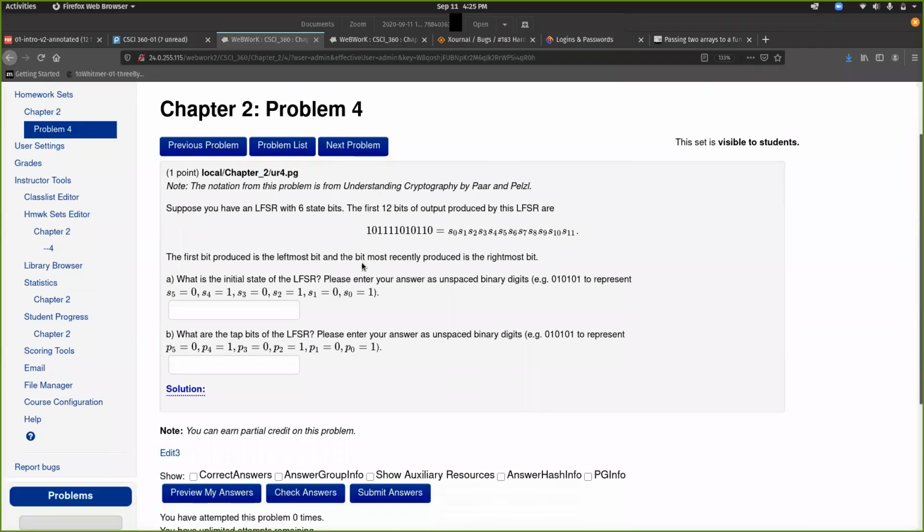So I want to go over how to crack the linear feedback shift register. This is not easy, and it's not super algorithmic either, but let's just go through a couple of examples from the homework. So here's the first problem from our web work. In this case, you get to see a bunch of the output bits, and you have to find the initial state and also the tap bits.